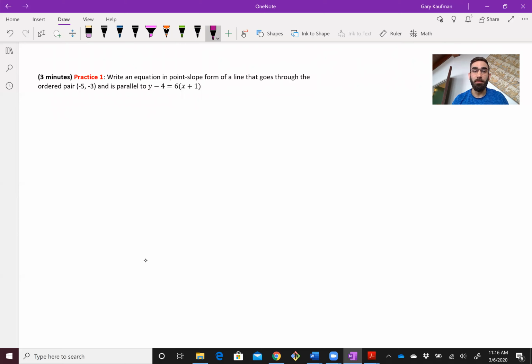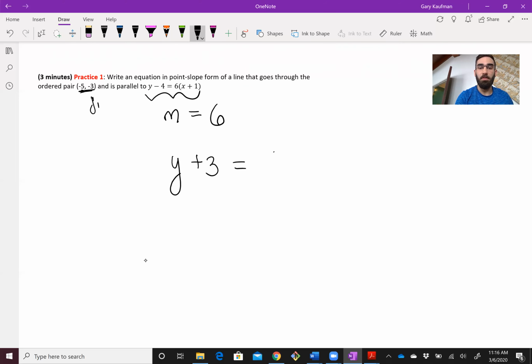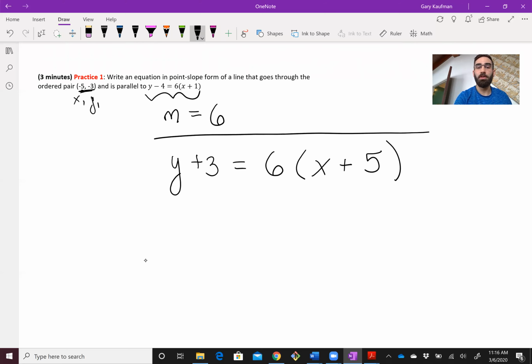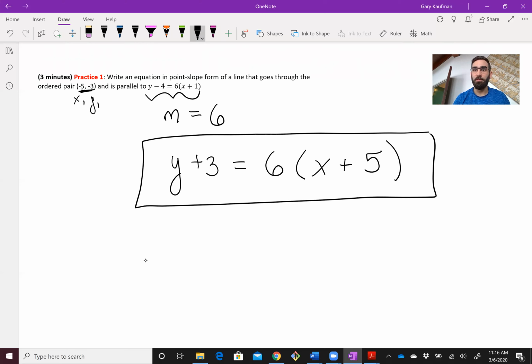So here's practice problem number 1. So you try it first, and then we'll go over it. So we're given the ordered pair, and we're told we're parallel to this, which is just a way of saying that m equals 6, because parallel is the same slope. So we want point slope form. Well, that's y minus y1. Well, that's just a +3 now, equals m, that's 6. X minus x1, well, that's the -5, so +5. We're done. There's our first practice problem.